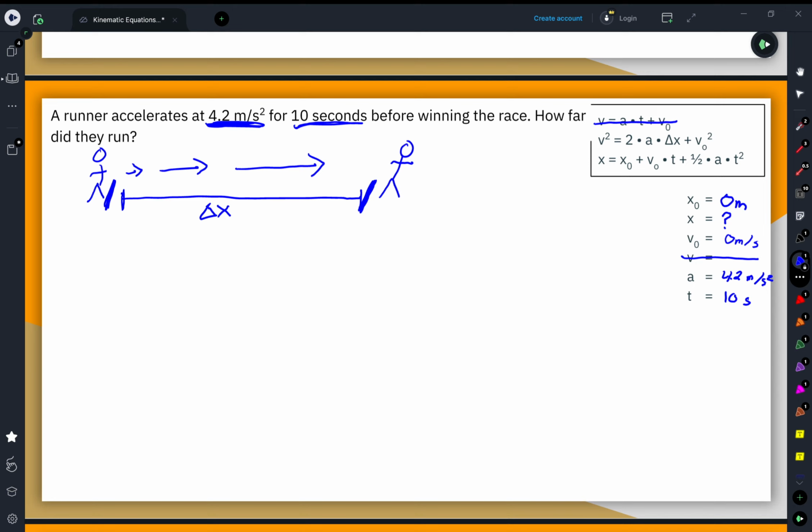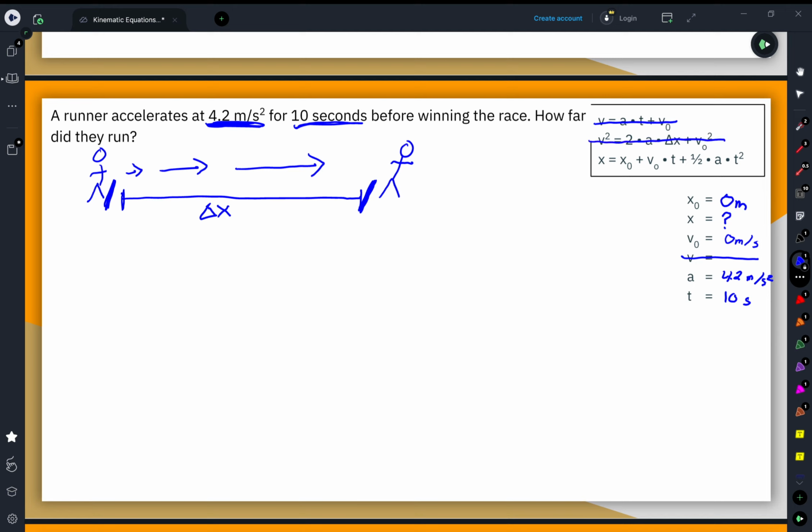The next equation, it has us solve for the final velocity squared, and that's equal to 2 times the acceleration times the displacement plus the starting velocity squared. While we could rearrange that to figure out the displacement, what we're solving for, we would need to figure out the velocity at the end first. So I'm just going to eliminate that. That leaves me one equation.